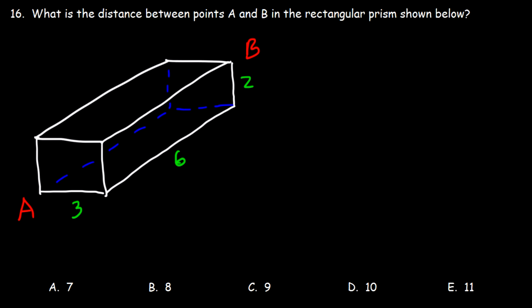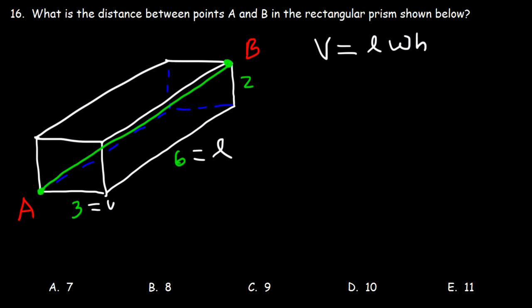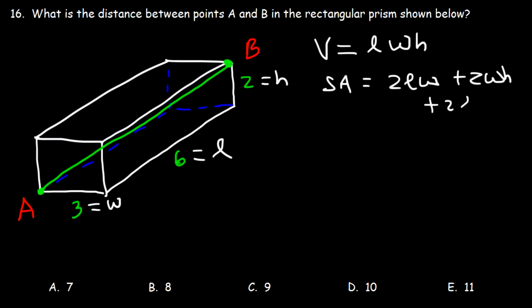So what we need to do is find the distance between one corner of the rectangular prism straight to the other corner. Now here are some formulas that you may need to know for a rectangular prism. The volume is equal to the length times the width times the height. The length is 6, the width is 3, and the height is 2. Sometimes you may need to find the surface area, which is 2LW plus 2WH plus 2LH.